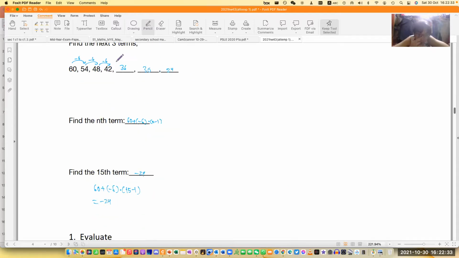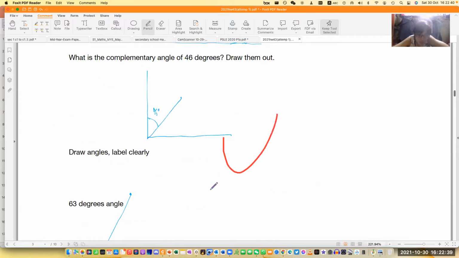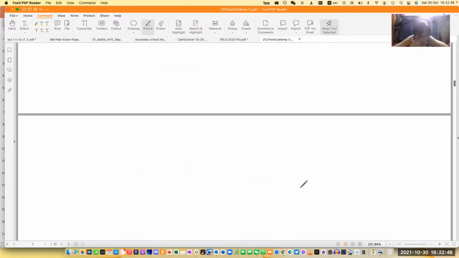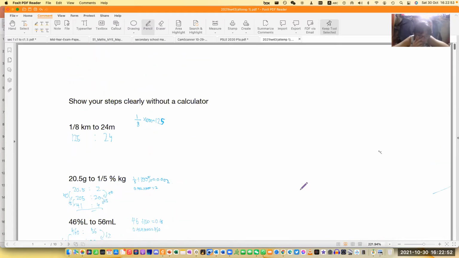Over here, you see, we practice this so many times. You see this question, we also practice so many times. Oh, by the way, next time if I give you a drawing question, don't do it here. Do it on a piece of paper. Okay, the rest looks good.